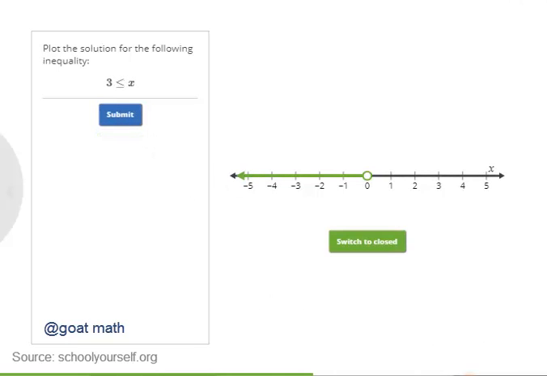Exactly right. You have an open dot at 0 and the arrow points left. So this is the graph for x less than 0. Next, try graphing this inequality. 3 is less than or equal to x.